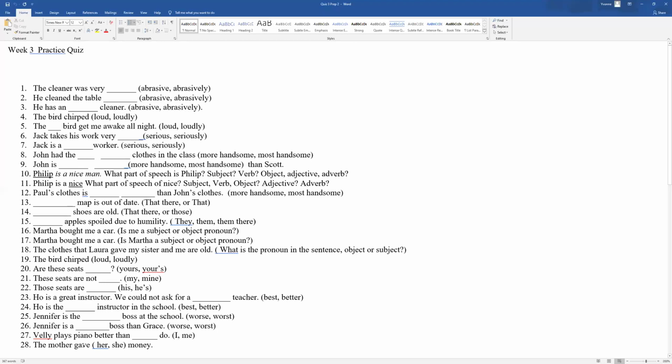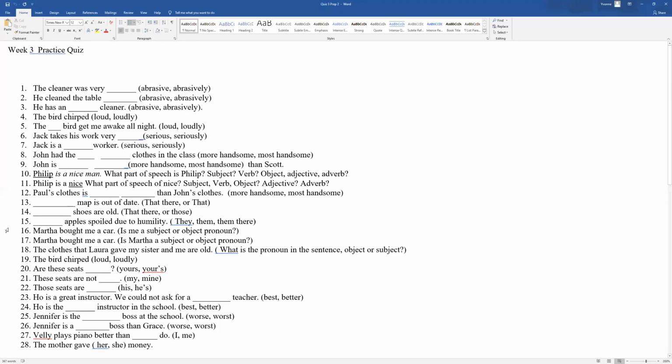"The mother gave her or she money." The mother gave her money, because you have a verb, and after the verb, "her" is an object pronoun. Object pronouns tend to come after the verb. You don't say "her gave she money." And if you wanted to replace the word "mother," you would use "she." So the correct answer is "The mother gave her money."